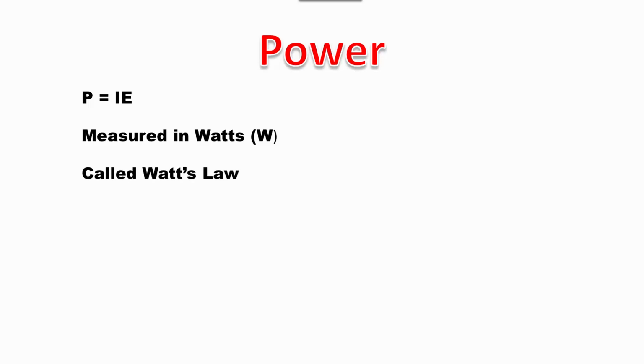Power is defined as the rate at which work is done. The formula for power is power equals I times E, which is called Watt's law. Another way to look at it would be to say that it's the rate at which energy gets supplied or used up. The more work done in the shorter amount of time, the more power is consumed. But we won't go into that today. We'll save that for the next video.